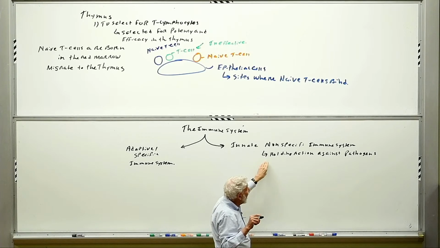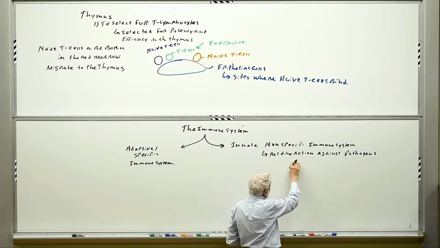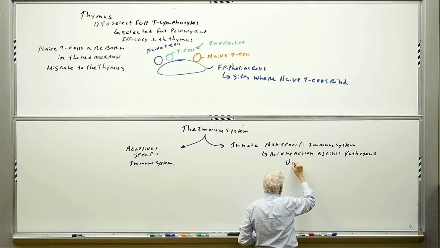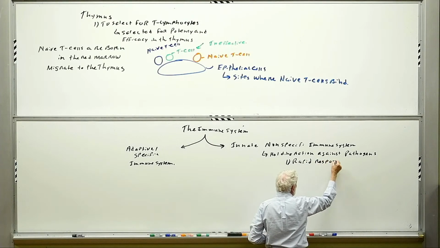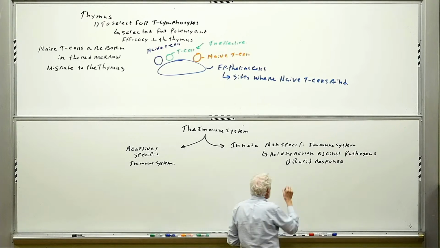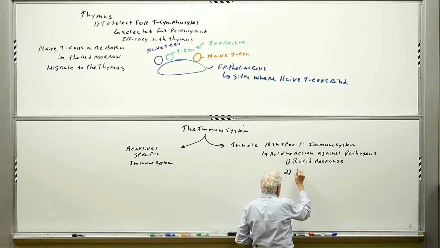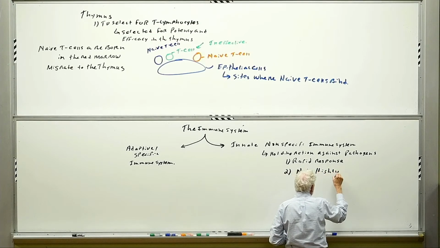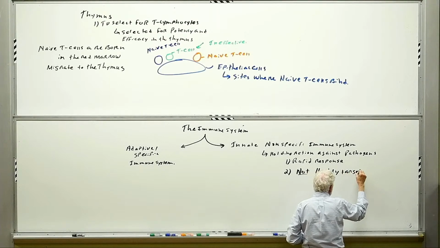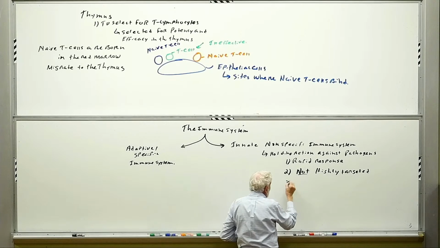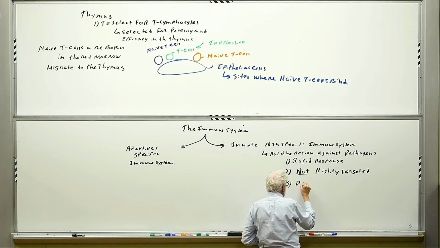When we think about this non-specific or innate branch, we first think that it's a rapid response. This is minutes to hours. It's a very rapid response. Second, it's not highly targeted. And in fact, in many cases, it can be destructive.